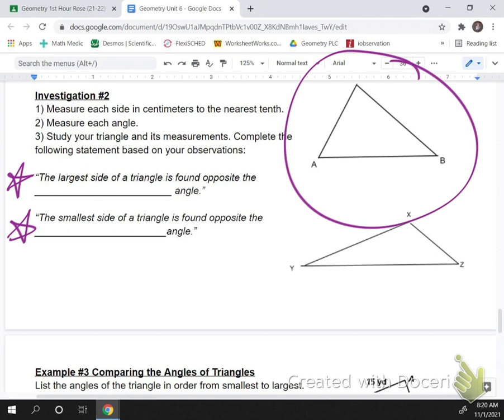After you measure, discuss the two observations. So, can they?